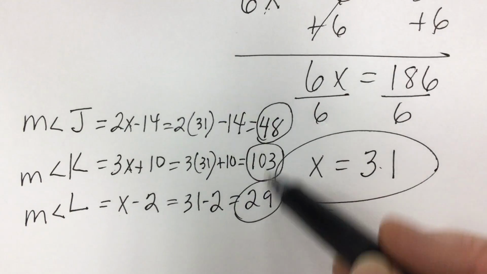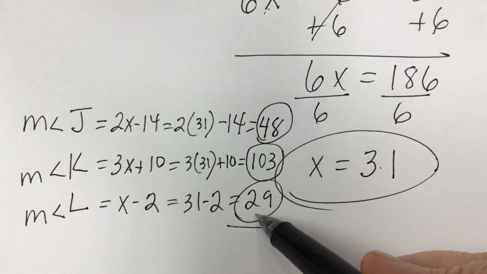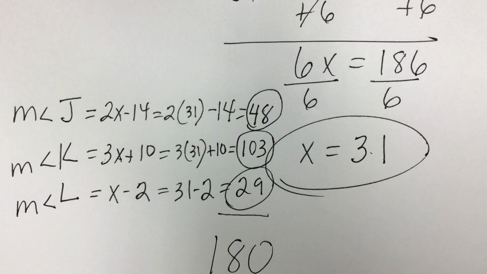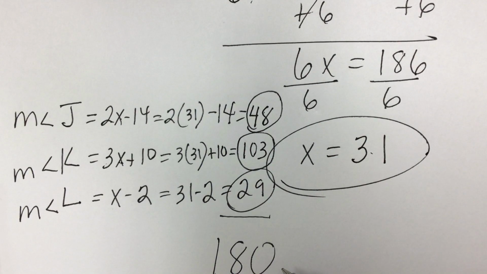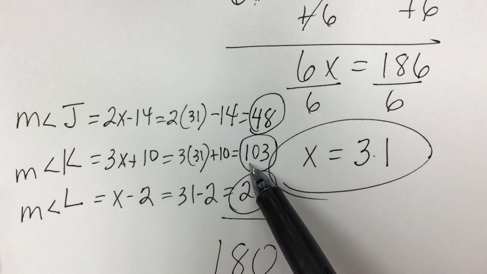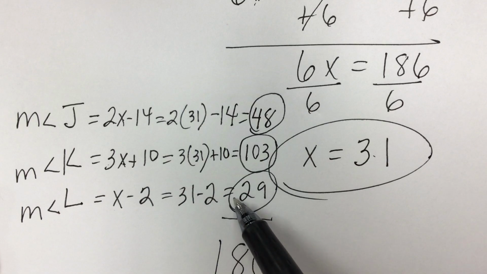Now to check this, let's add all three of these angles up because we should get 180. So punch in your calculator and double check your work. 48 plus 103 plus 29 is 180. Therefore, our answer is correct. Angle J is 48, K is 103, and L is 29.